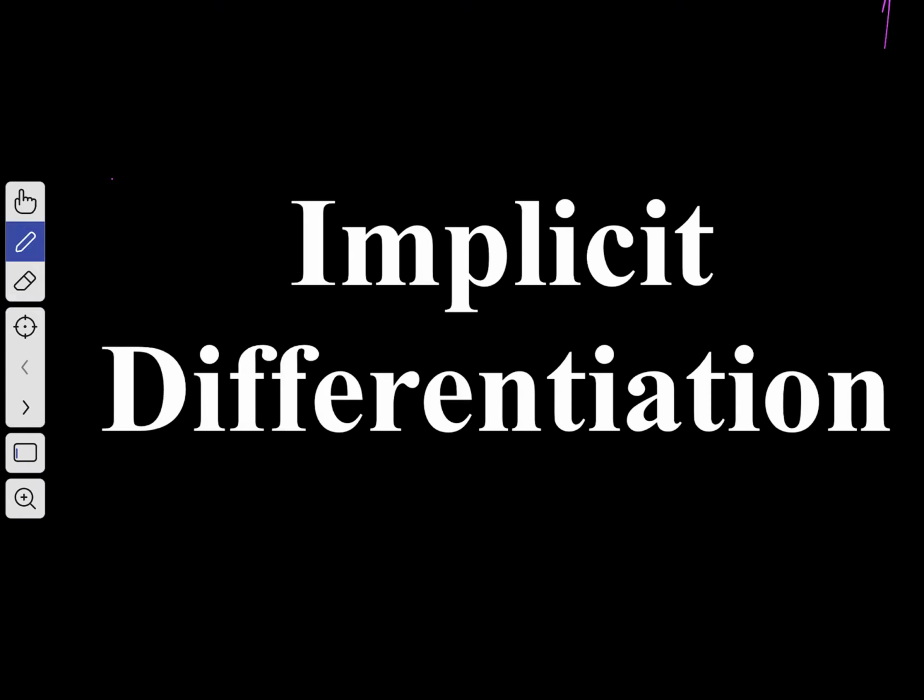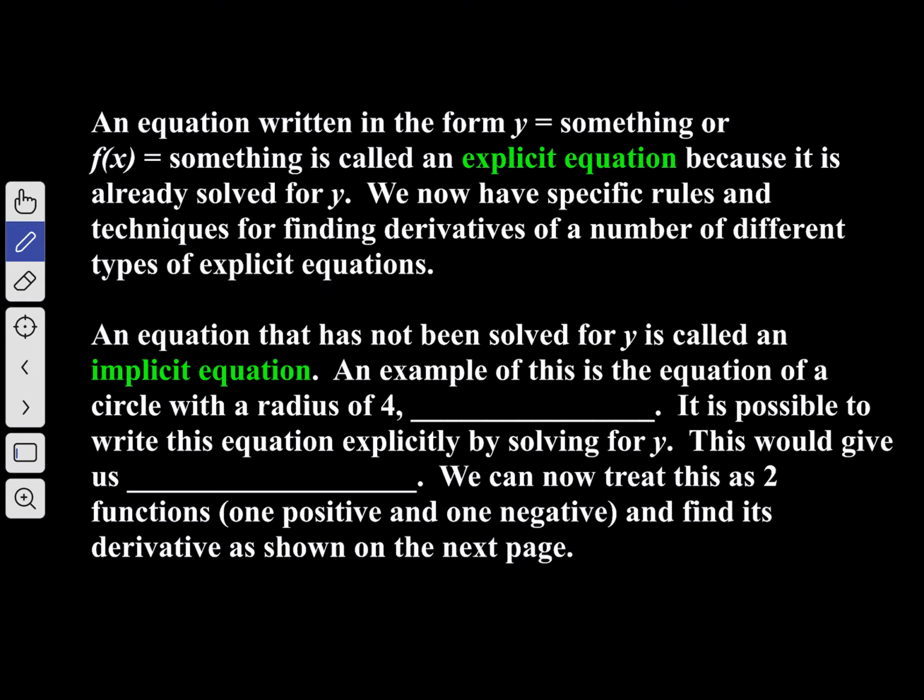In this video, we're going to cover implicit differentiation. An equation written in the form y equals something or f of x equals something is an explicit equation because it's solved for y, and we have specific rules and techniques for finding derivatives. An equation that has not been solved for y is called an implicit equation.